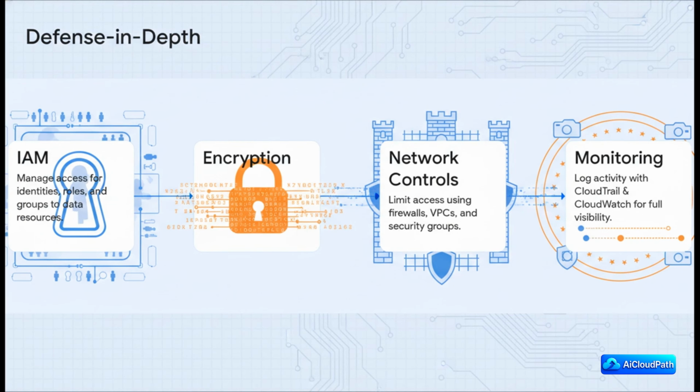So what do these layers actually look like in the real world? Well, first up is identity and access management, or IAM. That's your gatekeeper, deciding who gets a key and who doesn't. Next is encryption, which basically scrambles the data so it's complete gibberish to anyone who shouldn't see it. Using a tool like AWS Key Management Service, KMS, is a game changer here because it gives you one central place to manage all your keys. Then you've got your network controls. These are your firewalls, your castle walls. And finally, you have monitoring with tools like CloudTrail and CloudWatch. These are like your 24/7 security cameras, logging every single thing that happens.